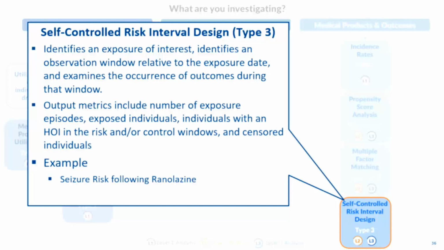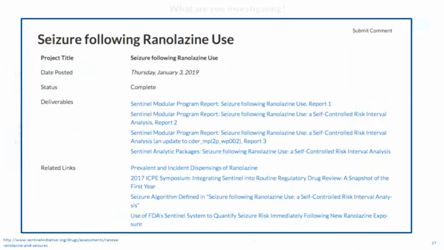It produces a relative risk as its outcome measure of interest, and it includes information about the number of individuals who experience this outcome during particular windows of interest. And here's the most recent use of that query with some links online. It was looking at seizures following ranolazine use.